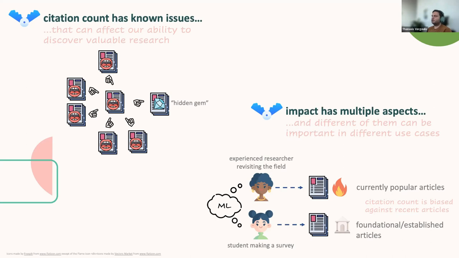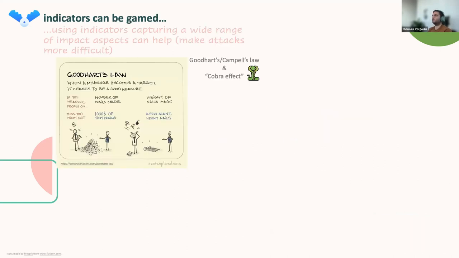Here, for example, I have a very indicative example for people that are searching for important publications in a particular field, for example, machine learning. And we have two cases. We have an experienced researcher that is revisiting the field. So this researcher is interested in recent papers, for research advances, I mean works that are currently popular in the domain, while we have a second researcher, maybe a student, that is trying to draft a survey of the same field. For this particular use case, it is of special importance to find the foundational articles, those that have been well established in the domain. And of course, although some articles may be also popular and foundational, it is not always the case. These two properties are not always 100% correlated.